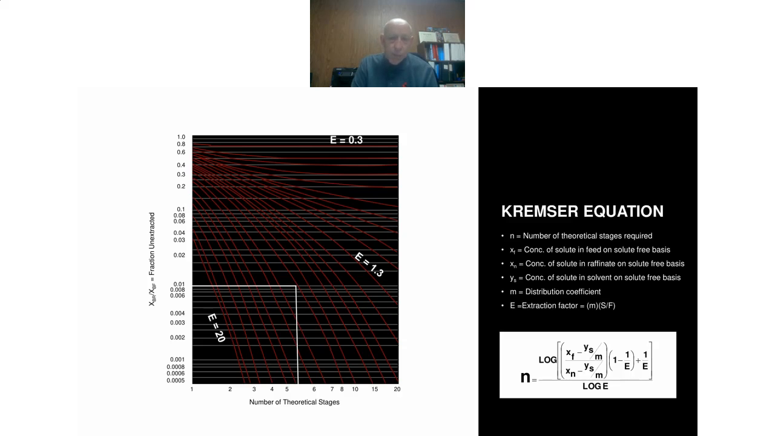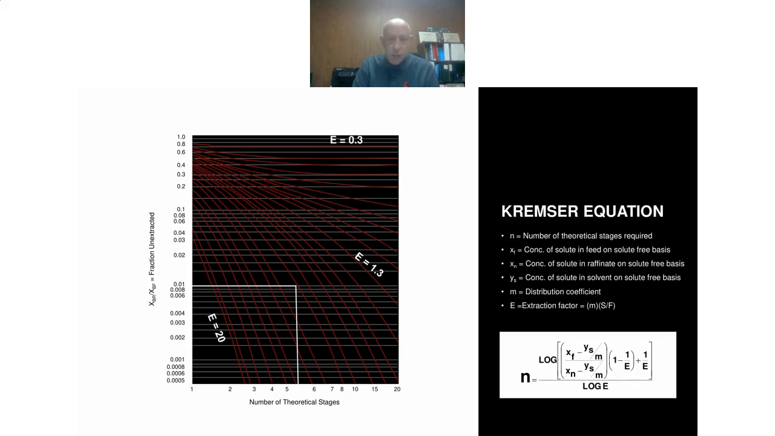So a simple example, if you were extracting phenol from wastewater using toluene as your solvent, which we've done, that has a very constant distribution coefficient, about 2 over the whole concentration range. So if you were using a solvent to feed ratio of 1 part toluene to 1 part feed, and you wanted 99% extraction, at a 1-to-1 ratio with a distribution coefficient of 2, your extraction factor is going to be 2. So this curve right here is the 2 curve. And if you want 99% extraction, 1% unextracted, you come over to that curve and it says you're going to need slightly more than 5 theoretical stages for your process.